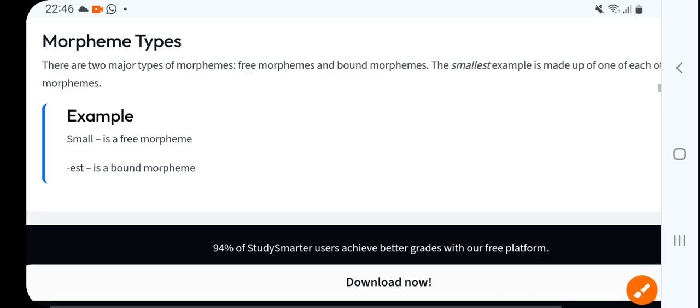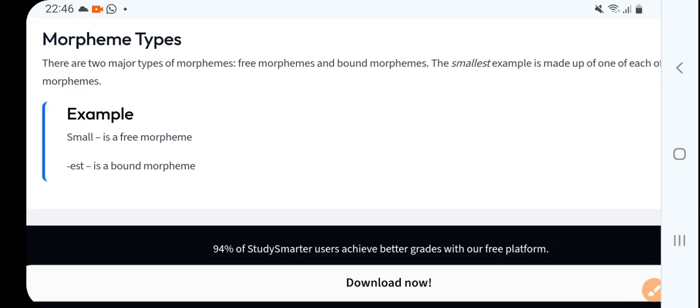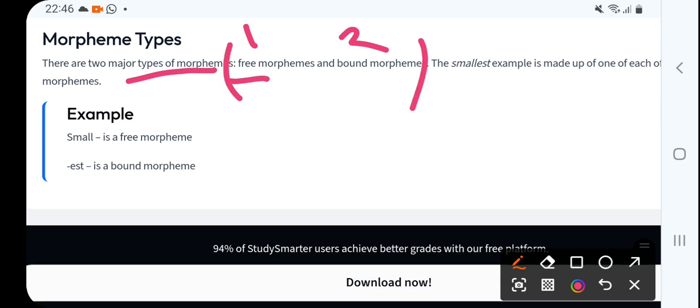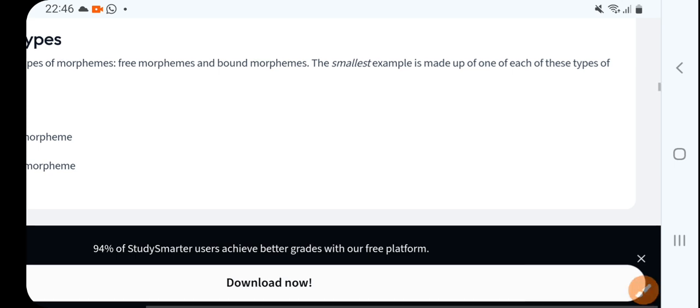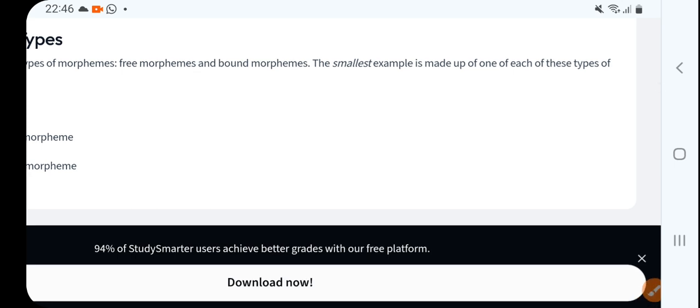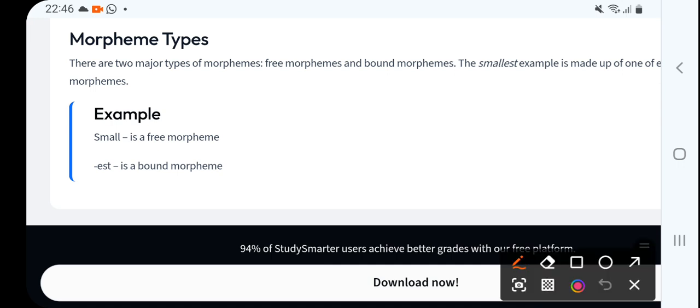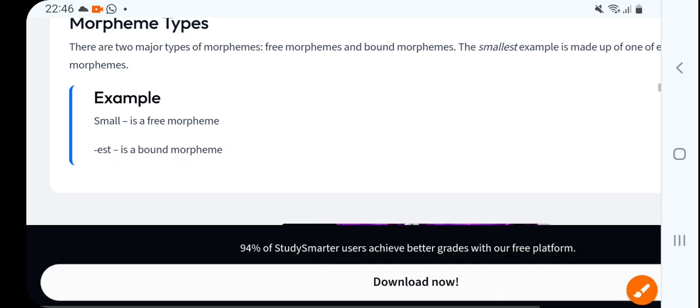Okay, now morpheme types. There are two major types of morpheme. What are the types of morphemes? Two major types: free morphemes, number one, and bound morphemes, number two. The word smallest is made up of these two types of morphemes. What is here? Small and est. Small is a free morpheme and est is a bound morpheme, right?